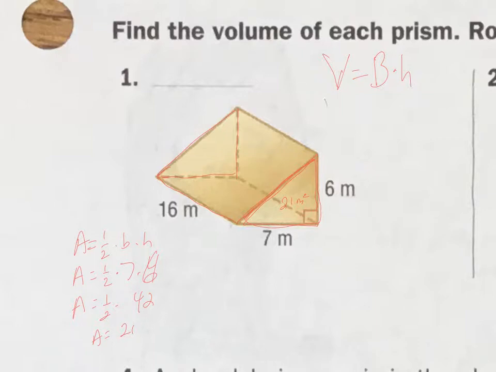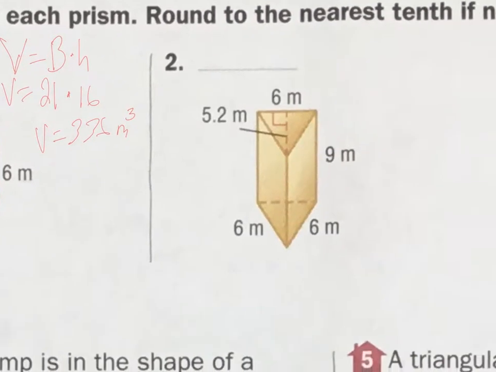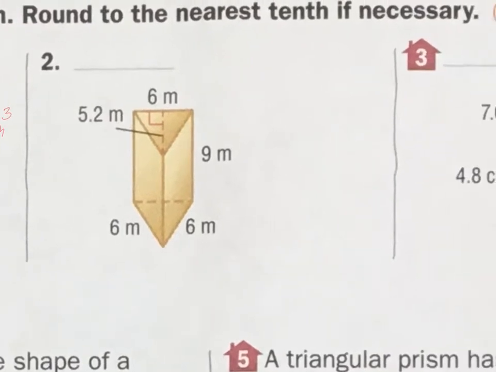Okay? So volume equals 21 times the height of 16. And when I do that, I get 336. Volume equals 336. It's meters, it's cubed. 336 meters cubed. Okay? Let's do number 2. Another triangular prism. So, volume equals the area of the base times the height.